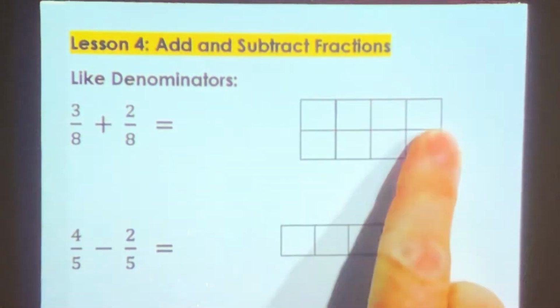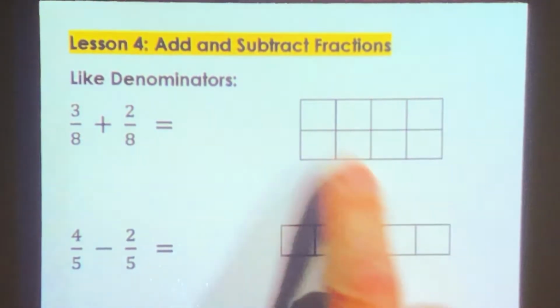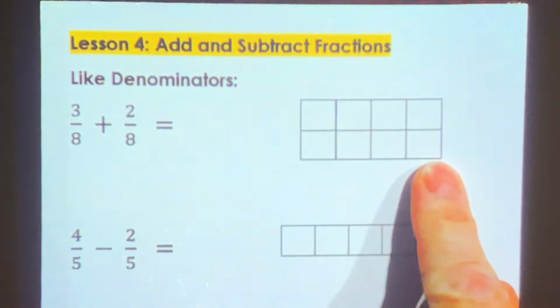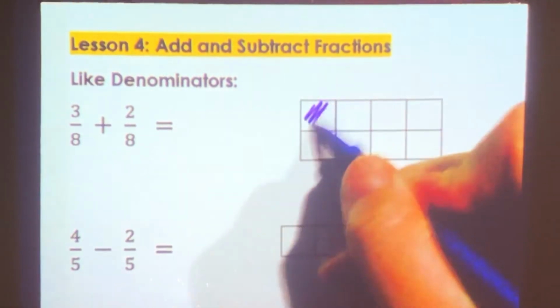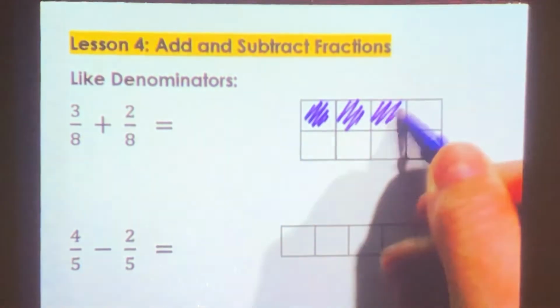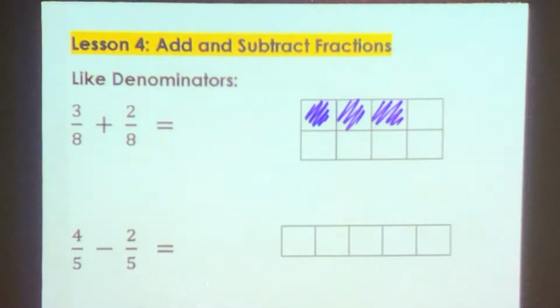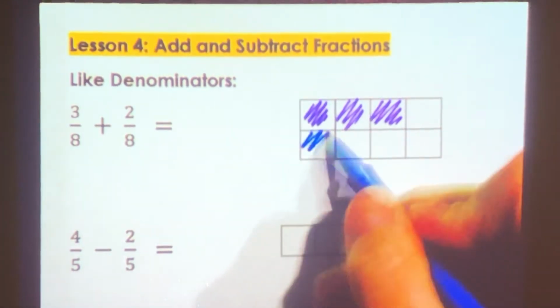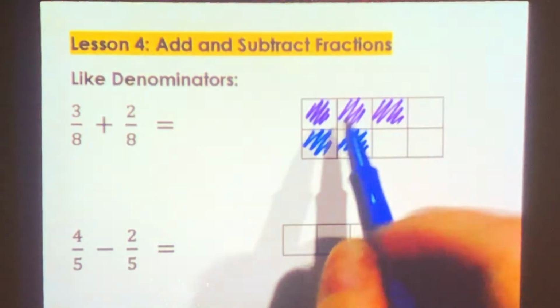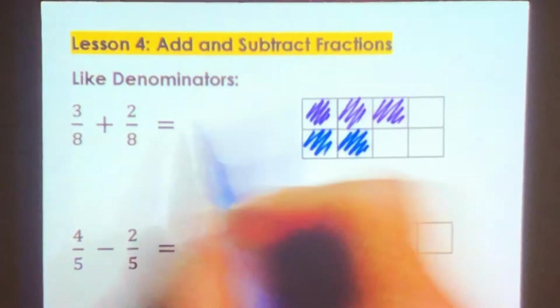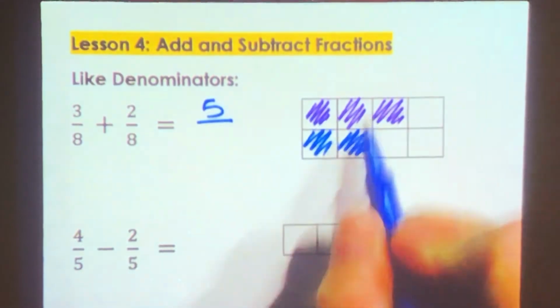And if you'll notice, I took this rectangle and I divided it up into 1, 2, 3, 4, 5, 6, 7, 8 equal sized pieces because I see the denominator is 8. So if I wanted to show 3/8 plus 2/8, well, 3/8 would mean 3 of the squares would be shaded. And if I wanted to add 2/8 to that, that would mean I need to shade 2 more because these are still eighths. And to find my final answer, let's see how many pieces I have shaded. 1, 2, 3, 4, 5 pieces out of 8.